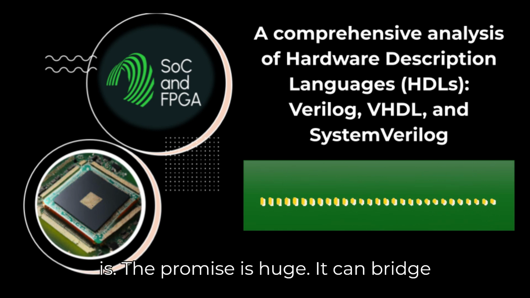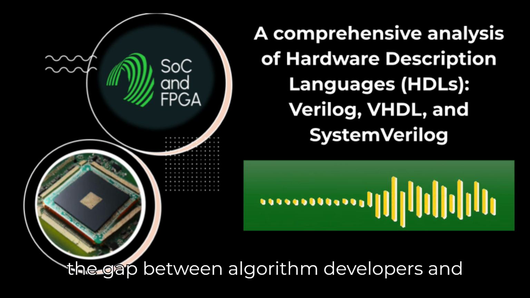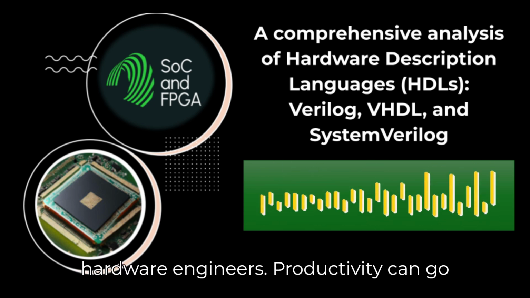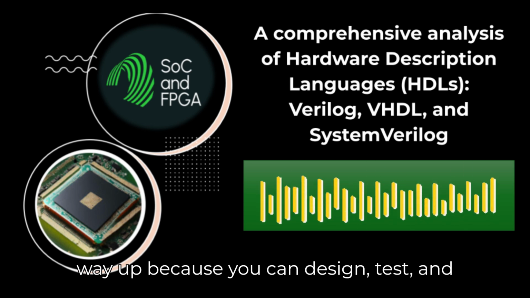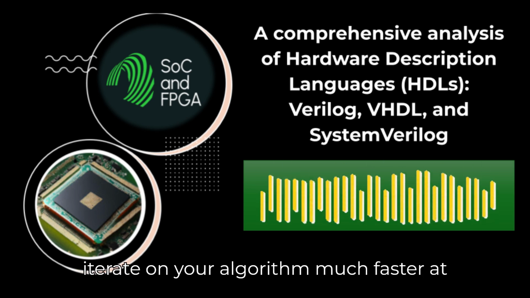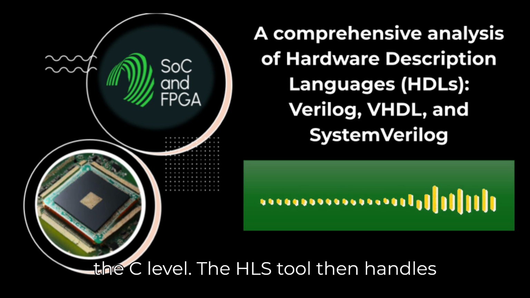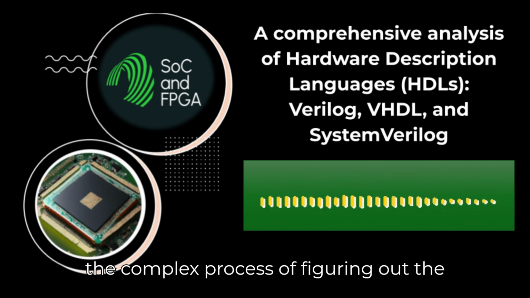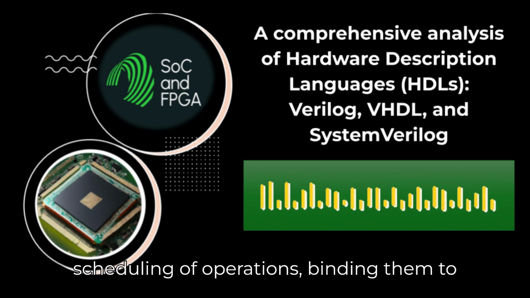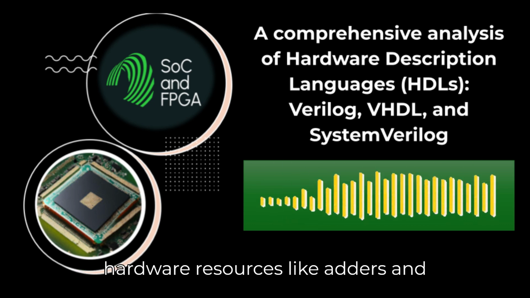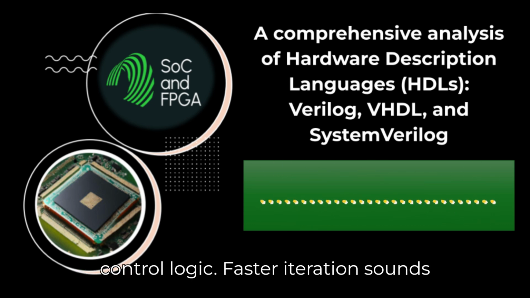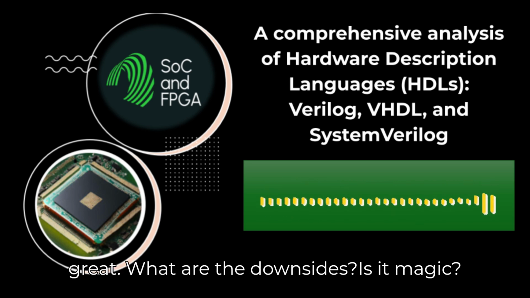It is. The promise is huge. It can bridge the gap between algorithm developers and hardware engineers. Productivity can go way up because you can design, test, and iterate on your algorithm much faster at the C level. The HLS tool then handles the complex process of figuring out the scheduling of operations, binding them to hardware resources like adders and multipliers, and generating all the control logic. Faster iteration sounds great. What are the downsides?